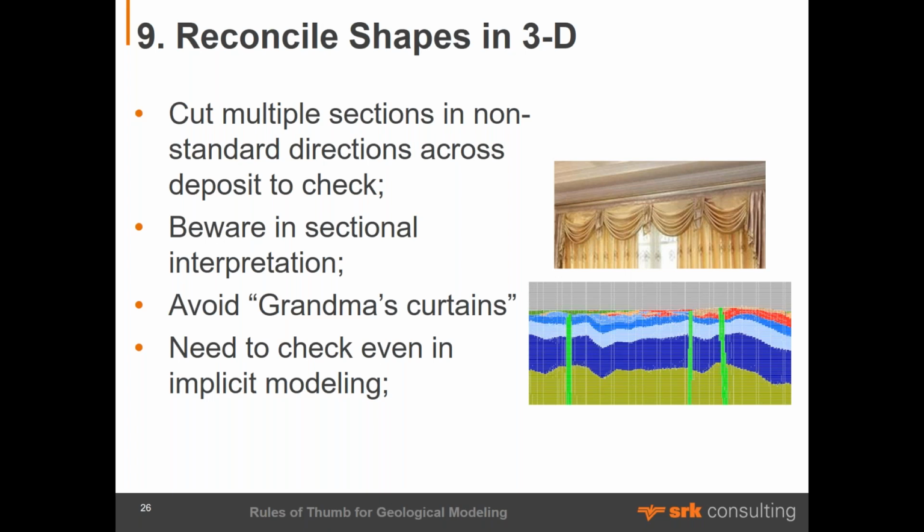Now, notorious in these are elongated ore bodies, large stratigraphic ones especially, where the modeler uses sectional interp along strike and they fail to go back and actually check against long section or plan view. And you get these fantastic, I like to call them grandma's curtains, where one section is up, the next one's down, the next one's up, the next one's down. And you look at it long and it just goes up and down. And that's not actually what happens. And so you really need to check that.